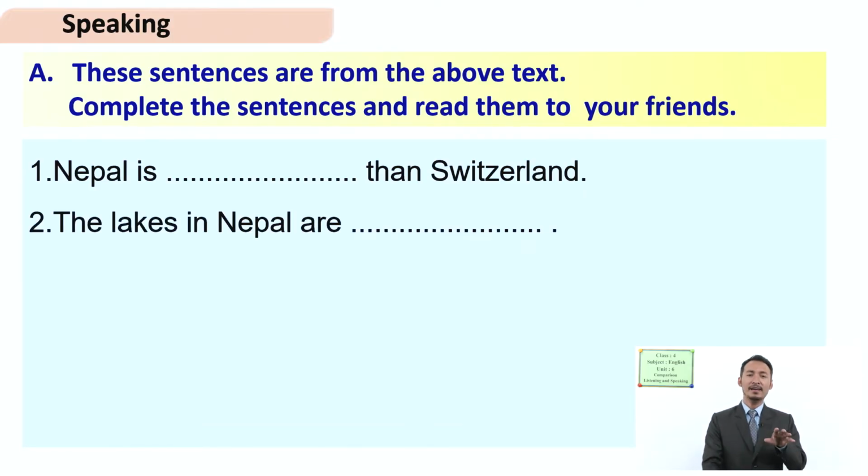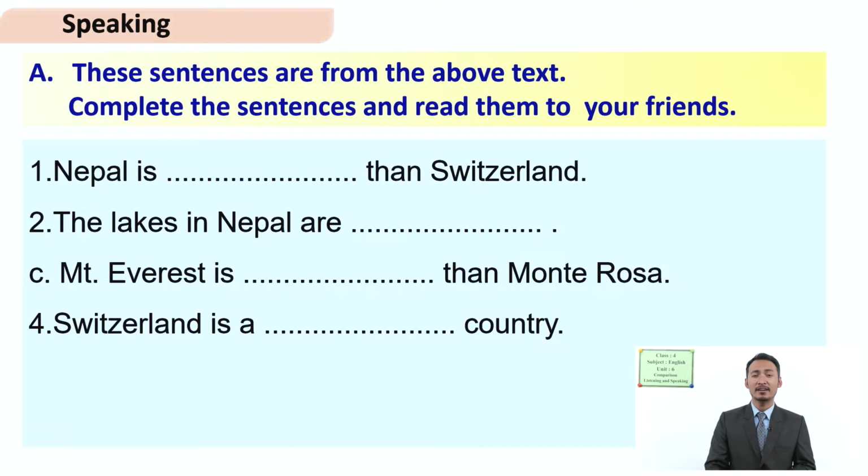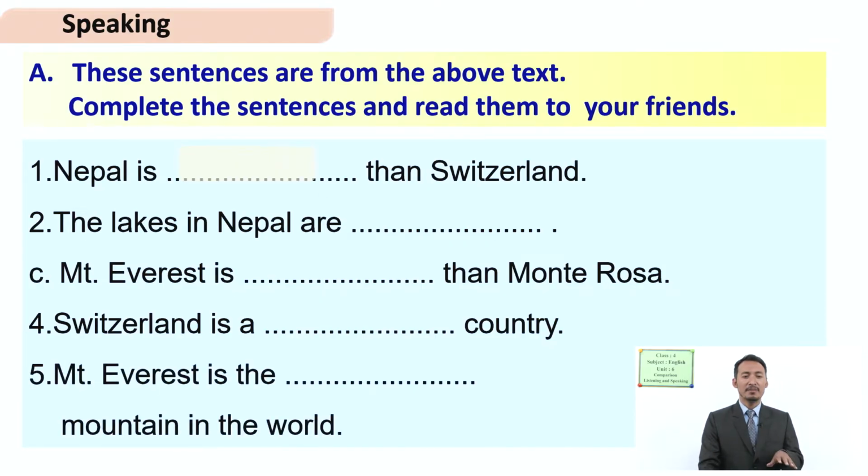The lakes in Nepal are what kind of? Is it smaller, bigger? You can guess. And the third sentence is: Mount Everest is ___ than Monte Rosa. Switzerland is a country. What kind of country? Guess. Okay. Mount Everest is the ___ mountain in the world. Okay, students, I hope you have guessed the correct answers here. I'll show you here and please correct if you have made a mistake.